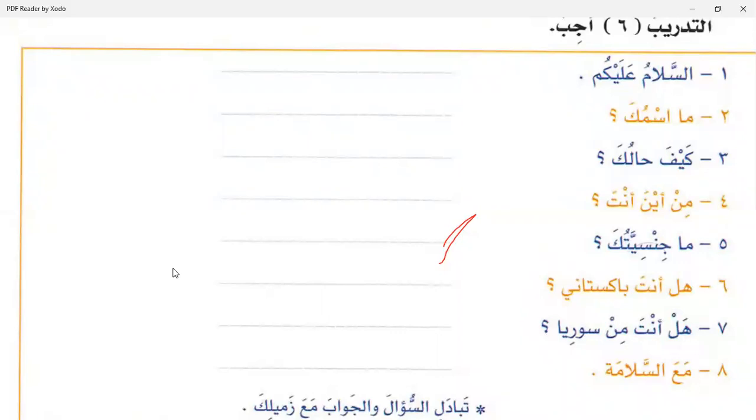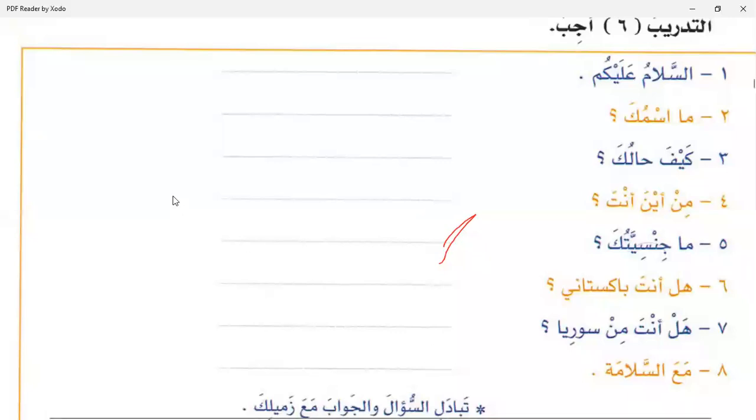Hal anti Filipiniya? Naam, ana Filipiniya. Hal anti min Filipin? Listen again. Naam. Okay. Hal anti min Filipin? Naam, ana min Filipin. Philippines. Okay. Ma salama. What will you say? Whenever anyone says to you ma salama, it will be good if you reply with ma salama. Okay. Inshallah. Ma salama.